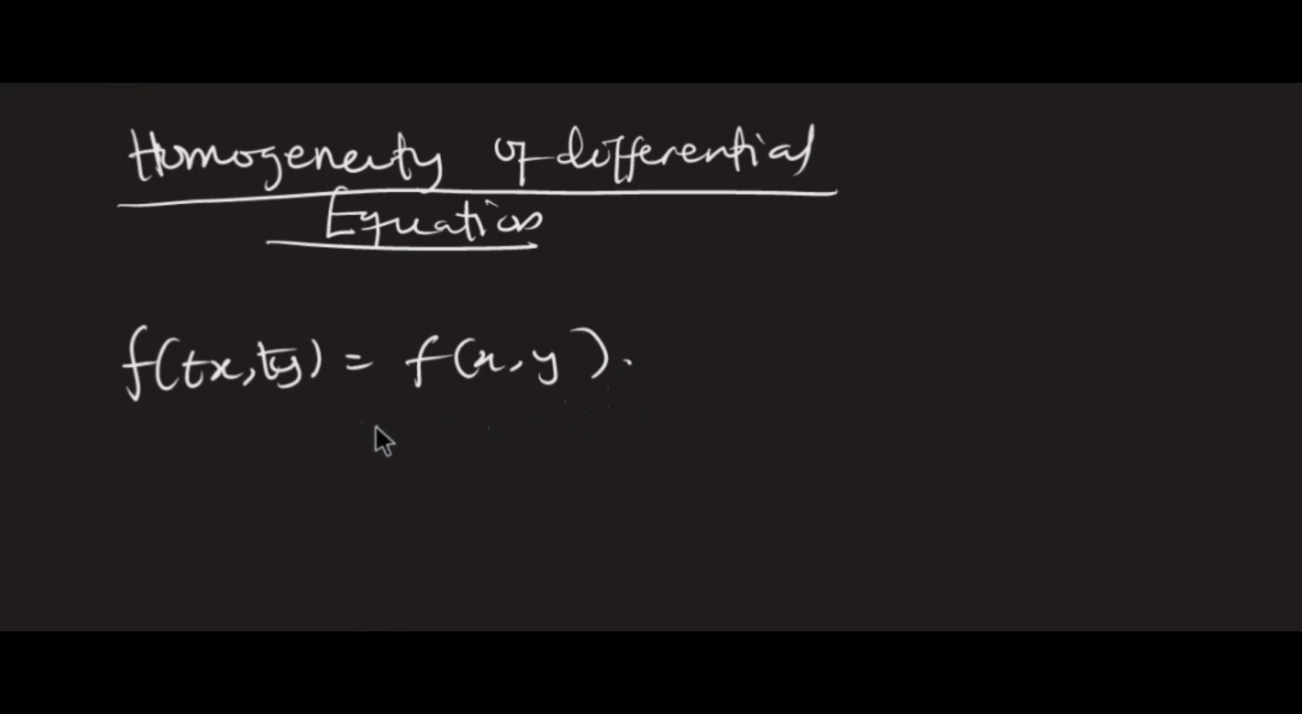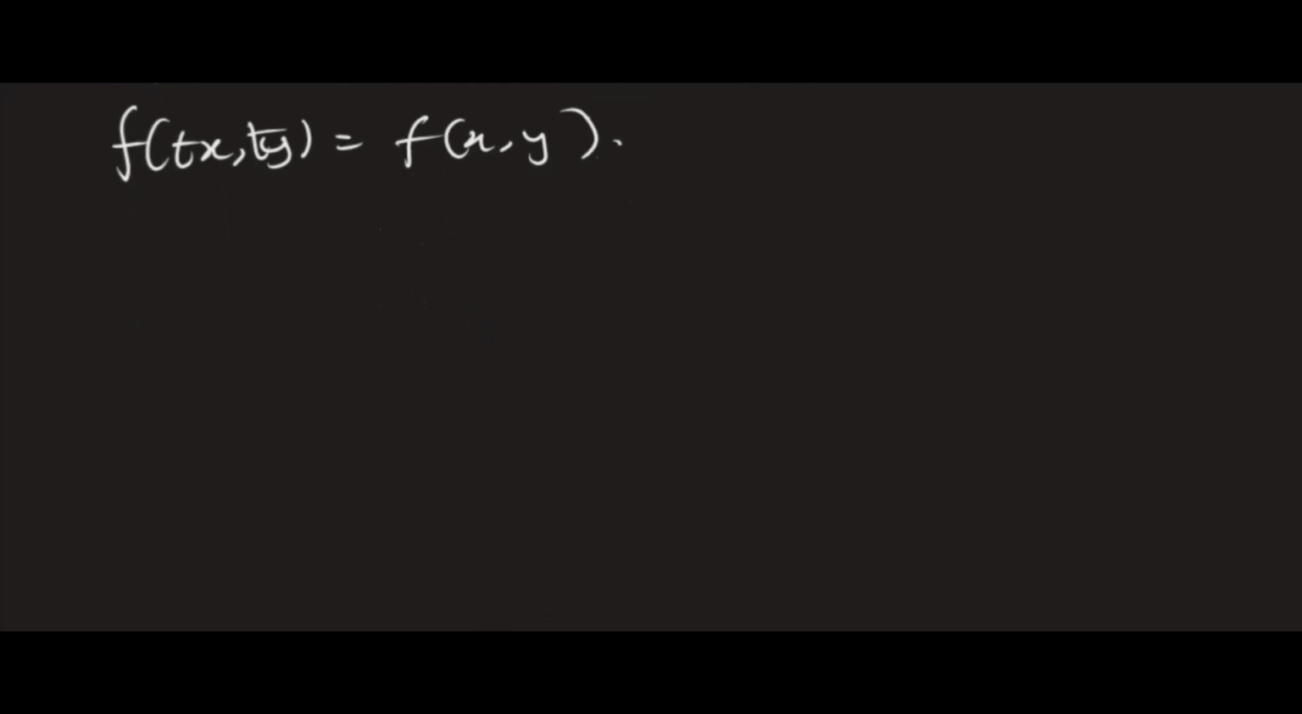All that this means is, if you bring in a constant t to multiply by your variable, when you put this into the function, you should get the function back. Then we say that your function is homogeneous. I have examples here for us to use to understand homogeneity of differential equation. Let's see the first example.